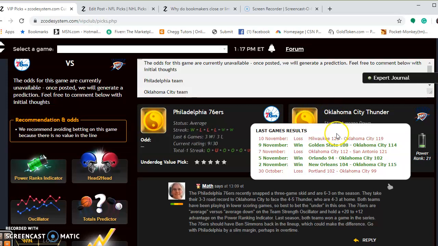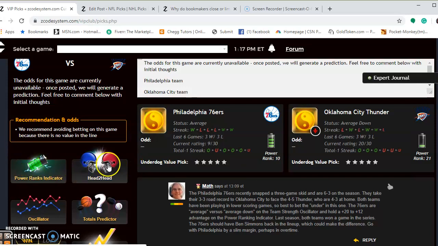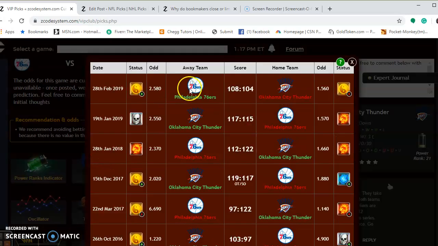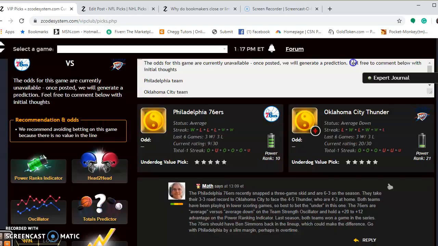Oklahoma City average down. They are coming off a loss by 2 points to Milwaukee, and they have lost 2 out of their last 3. Look at the head-to-head matchup between the teams last season. You can see that Philadelphia won by 4 on the road. Oklahoma City won by 2 on the road. So you can see that they were very close games.